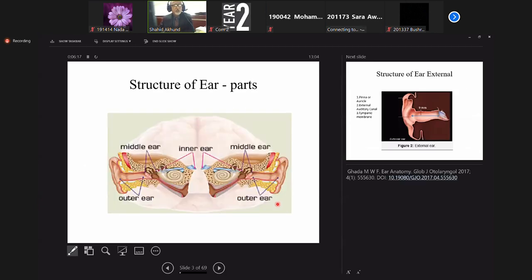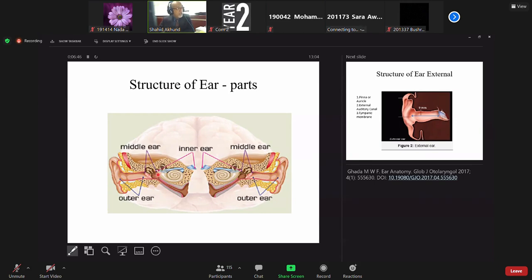Now, I want you to look at this particular picture, which is showing us bilaterally, right and left, the entire hearing system, which starts from the outer ear, middle ear, and inner ear. So we have 3 parts of the structure of the ear: an outer ear, outside of the tympanic membrane, a middle ear, which is between the tympanic membrane and the medial wall of the middle ear cavity. So we have something in the middle, hence we call it the middle ear.